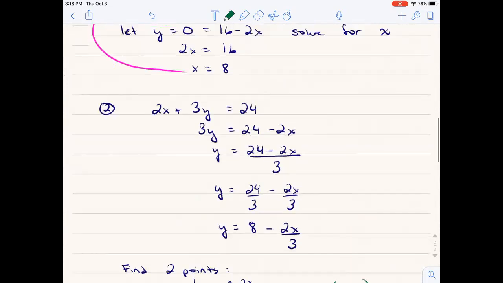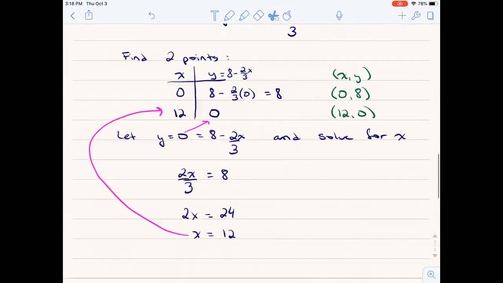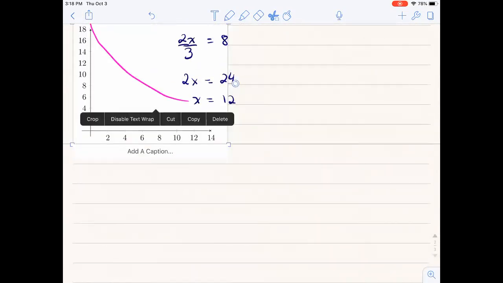Okay. But what I will do now is I'm going to steal this grid here so that I can use it. Copy and paste.